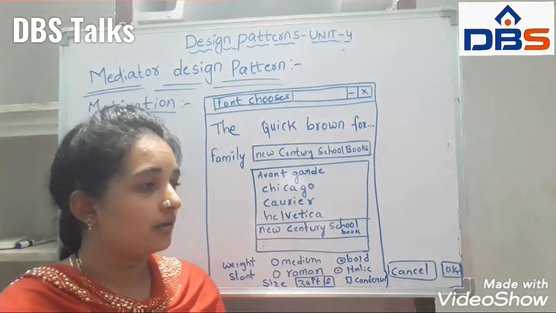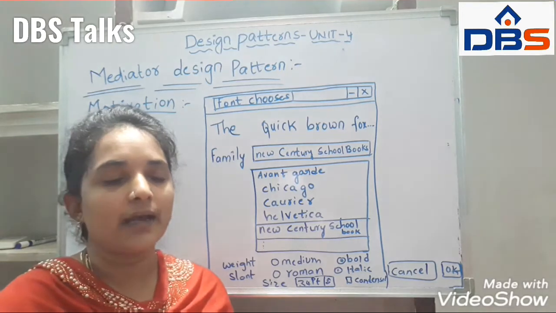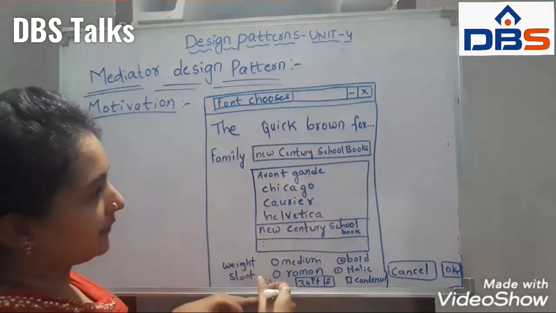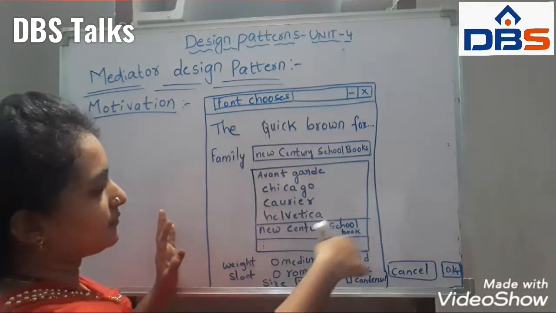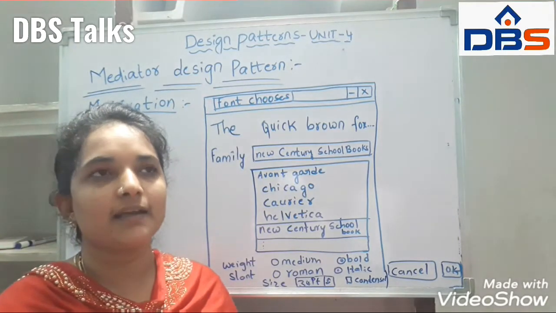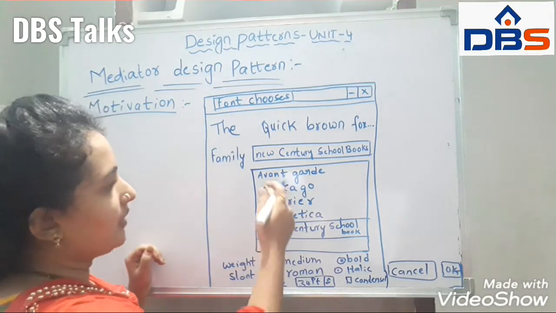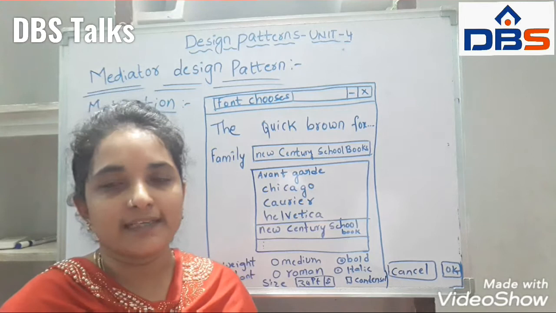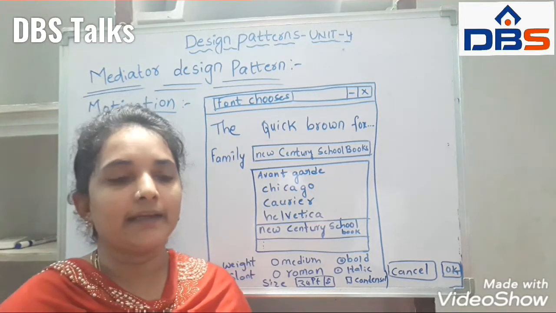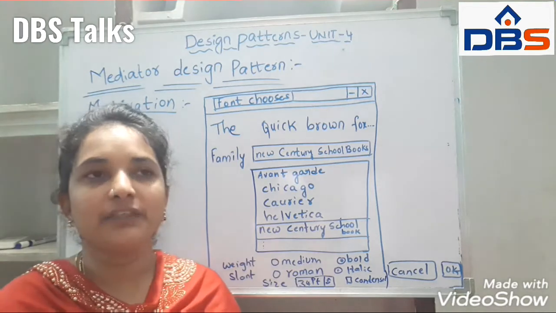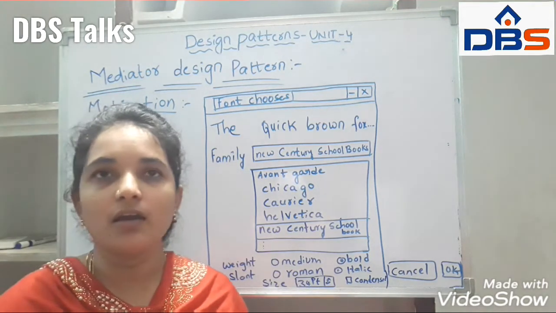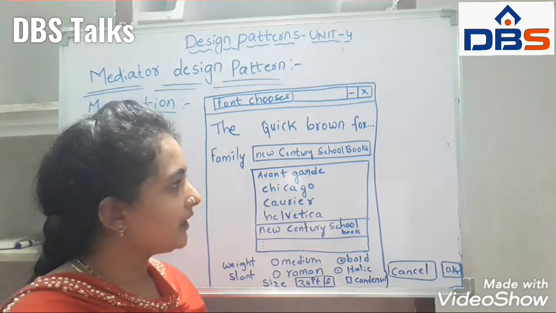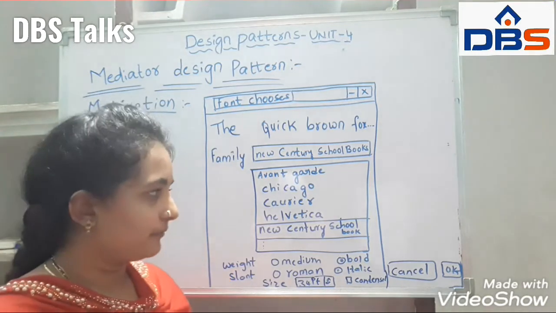In this graphical user interface diagram, I have a dialog box. In this dialog box I have a small window. In this window I present a collection of widgets like buttons, menu and entry field. These are the different types of widgets available in the window, and there are dependencies between the widgets and the dialog.